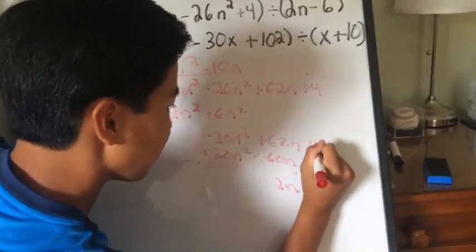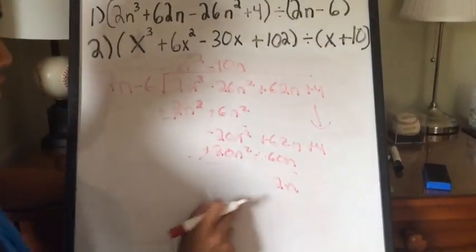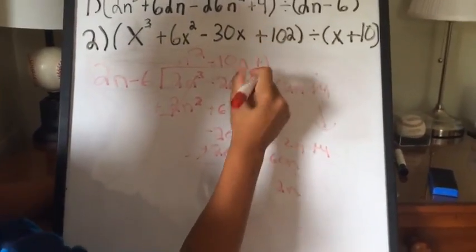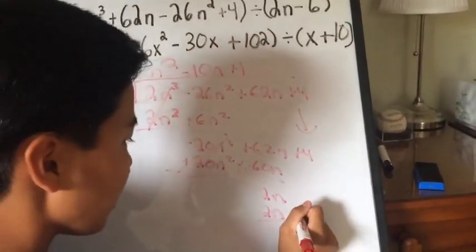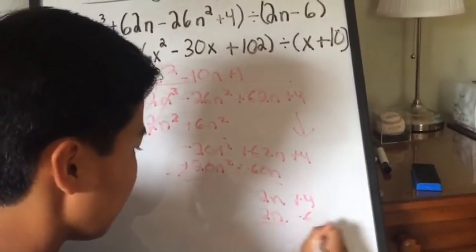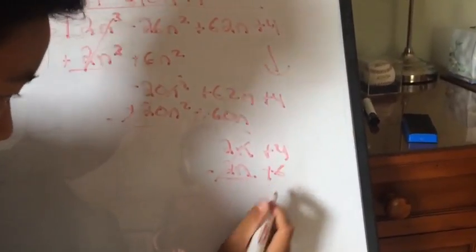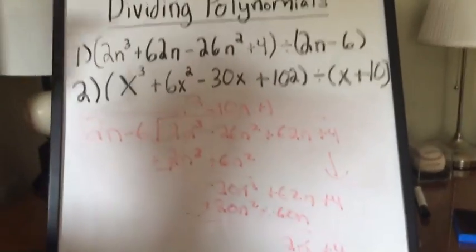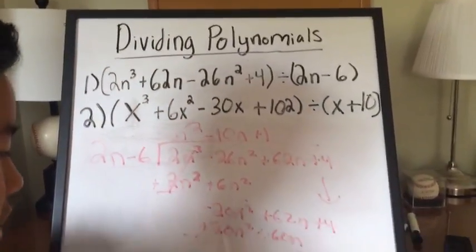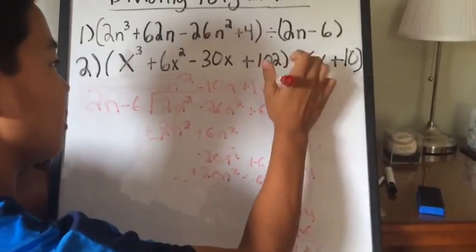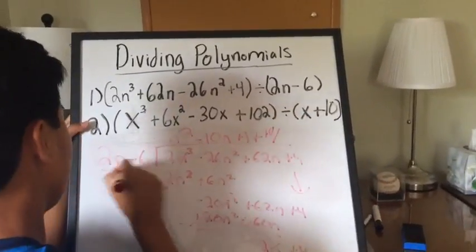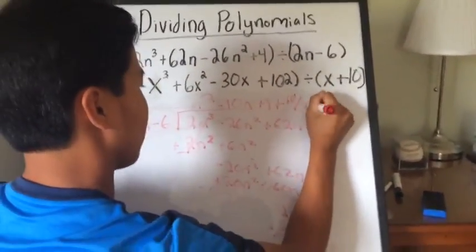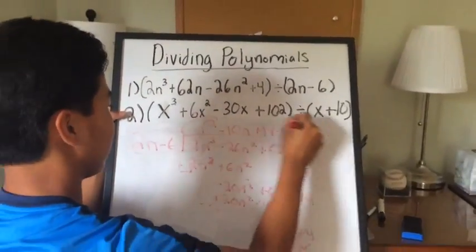Then bring the 4 down. And then 2n goes into 2n plus 1 times 1: 1 times 2n is 2n, and then 1 times negative 6 equals negative 6. And these two are going to cancel each other out. A negative plus a negative is positive, so this is 10. So the final answer is going to be n squared minus 10n plus 1, and the remainder is going to be 10, so it's going to be plus 10 over the divisor, 2n minus 6. So that's our final answer right there.